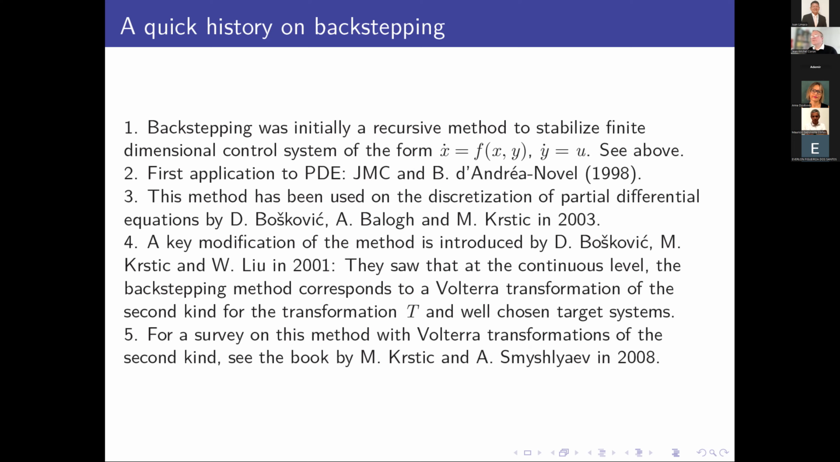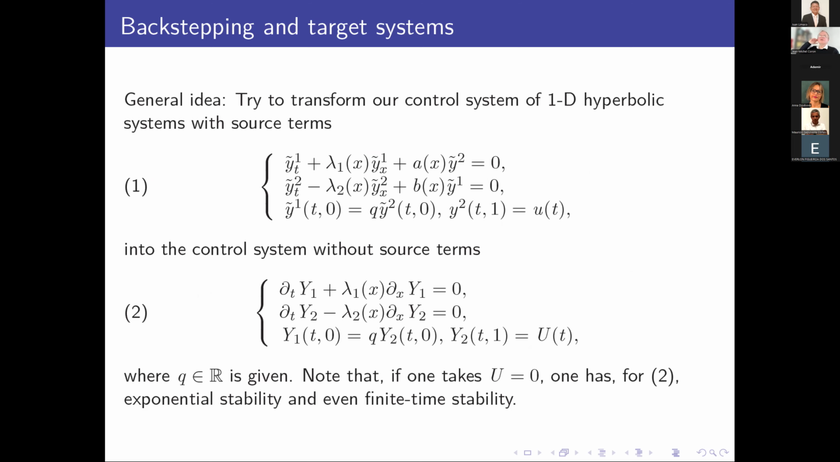For a survey of this method, which is due essentially to Miroslav Krstic, there is a nice book by Krstic and Smyshlyaev. So let's try to do it in our situation. We have the y tilde system that we want to stabilize by using some well chosen u of t. We are going to try to transform the first system into the second one. Now it's easy to stabilize it, because you can just take capital U of t equal to 0.